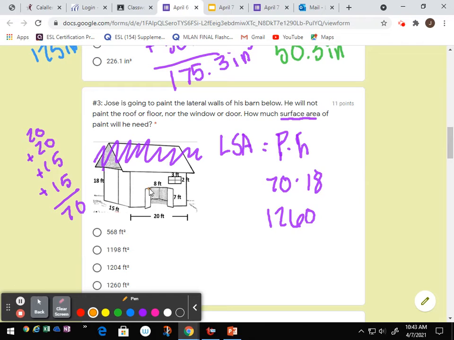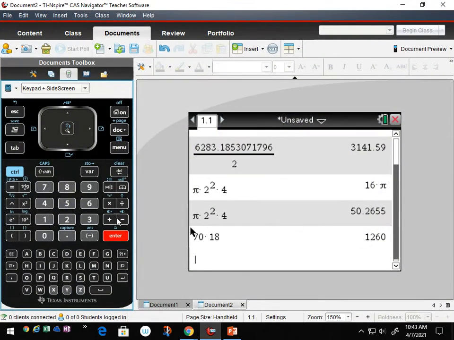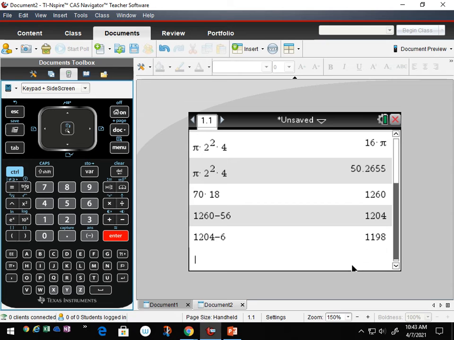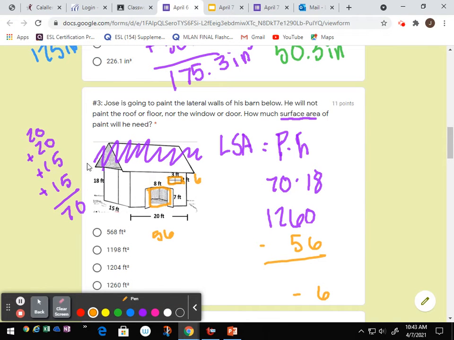We have this rectangle, which is an 8 by 7. So 8 times 7 is equal to 56. And the 3 by 2 window, 3 times 2 is 6. So we subtract 56 from this, and then we're going to subtract another 6. Let's subtract all these real quick. Subtracting 56, we get 1,204. Subtract another 6 for the window, 1,198, which is answer choice B. B is the correct answer for number 3.